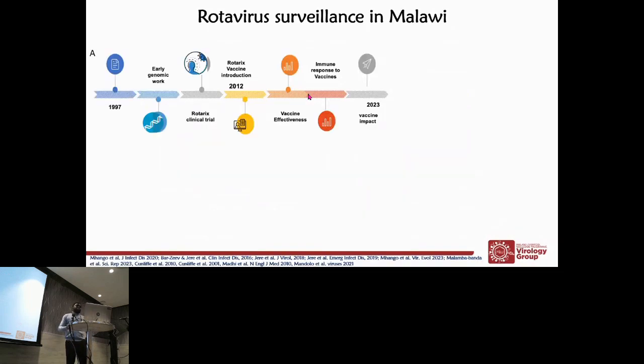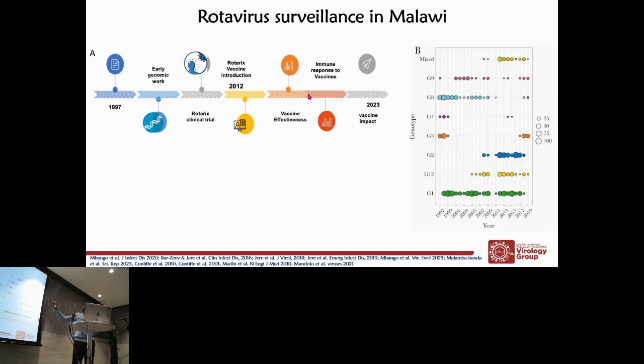Malawi has one of the longest rotavirus surveillance programs in Africa. I think it started around 1997, and so much work has been done, including clinical trials on some of the vaccines that have been pre-qualified by WHO. What we are currently doing a lot is trying to understand the effectiveness of the vaccines we're using against the different strains that are circulating. And previously in our lab, we were able to demonstrate wide genotype diversity of these viruses that have circulated from 1997 to now.